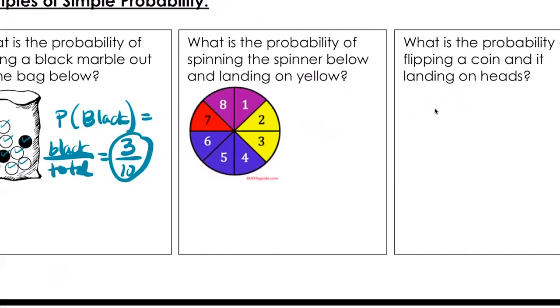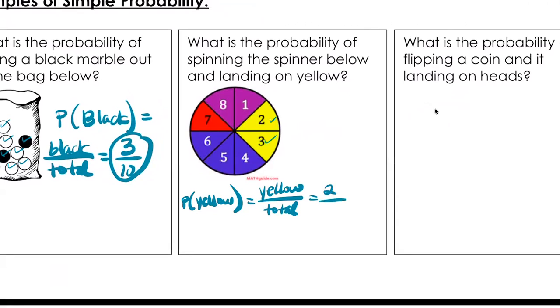Next example. What is the probability of spinning the spinner below and landing on yellow? So probability of yellow is what we're looking for. That's going to equal yellow over the total. How many yellow sections are on this spinner? 1, 2.